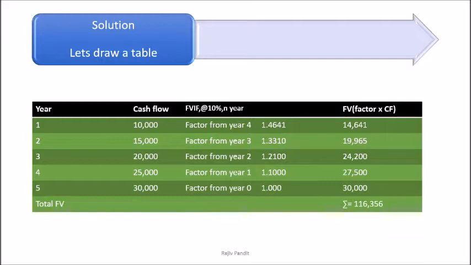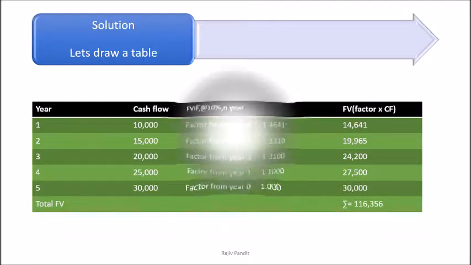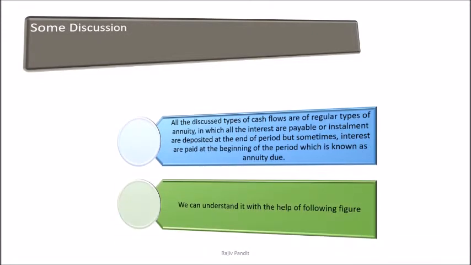Here the factors come from the 4th year because this 10,000 amount is compounded 4 times, 15,000 is compounded 3 times, 20,000 is compounded 2 times, 25,000 is compounded 1 time, and 30,000 is compounded 0 times. So it is multiplied by 1 and we get the total future value equal to 1,16,356.